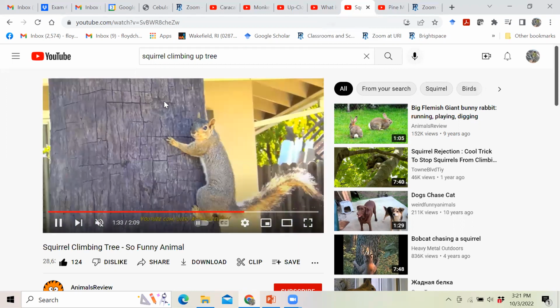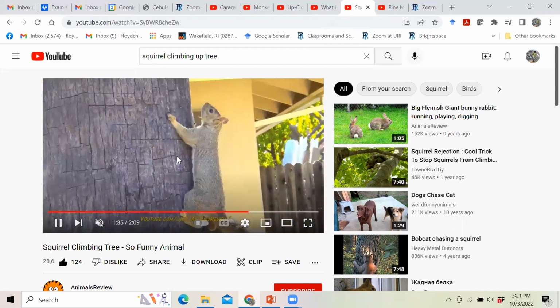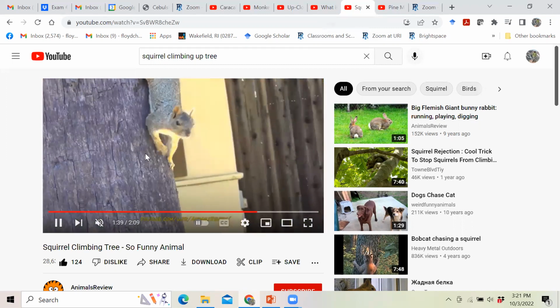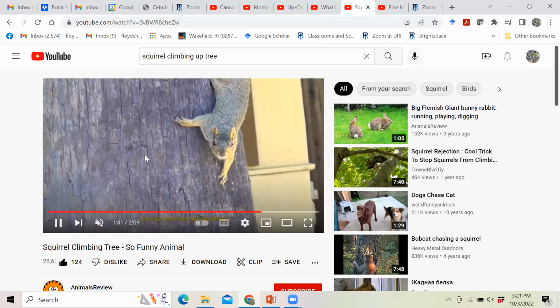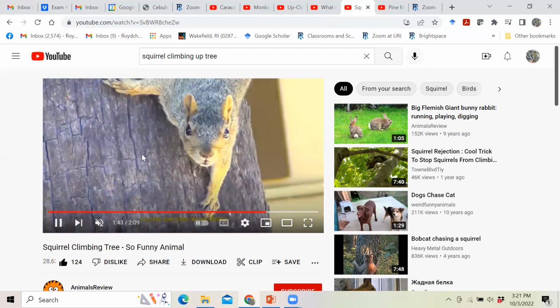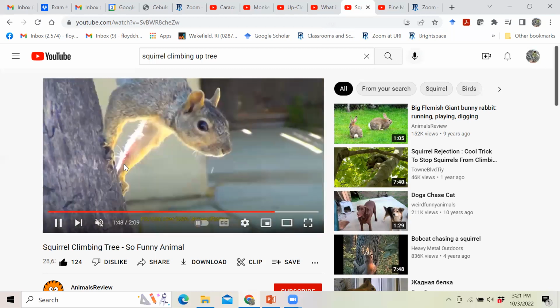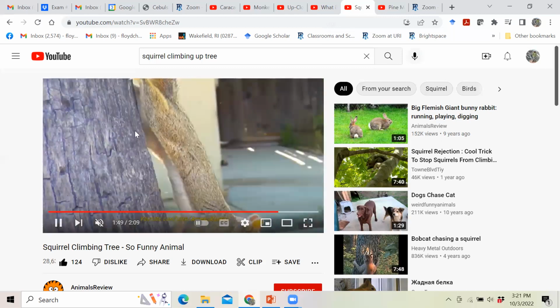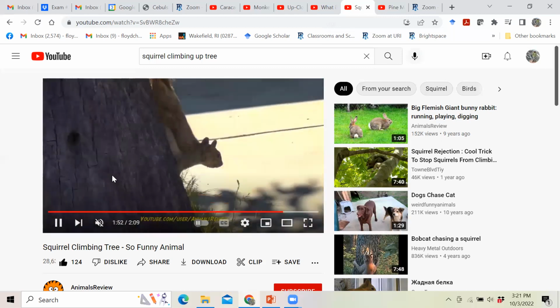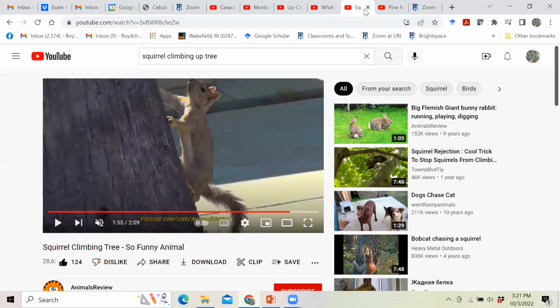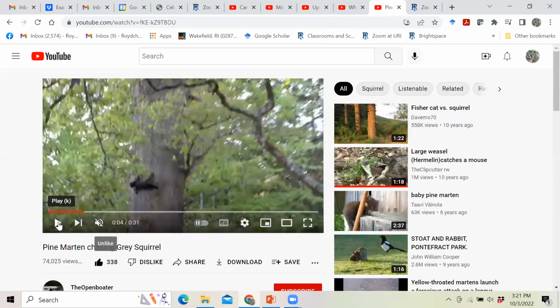It can go head first up, head first down, run around. It's as if it's got suction to it or is glued to it, except it's not. Each one of those little claws is digging in. It's got 5 on each appendage. There's 20 claws digging in at any time. Look at this video here.